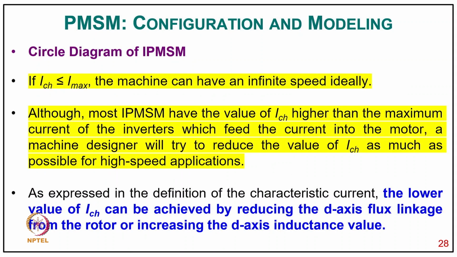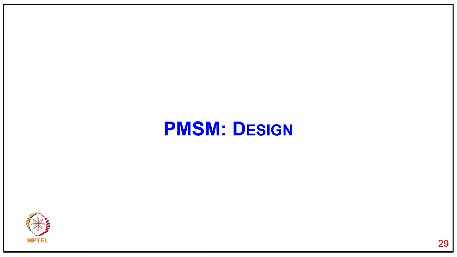So if I_CH is less than I_max, then the machine can ideally have an infinite speed, although most IPM machines have a value of I_CH higher than the maximum current of the inverter which feeds the current into the motor. A machine designer will try to reduce the value of I_CH as much as possible for higher speed applications, and as expressed in the definition of characteristic current, the lower value of I_CH can be achieved by reducing the d-axis flux linkage from the rotor or increasing the d-axis inductance value.